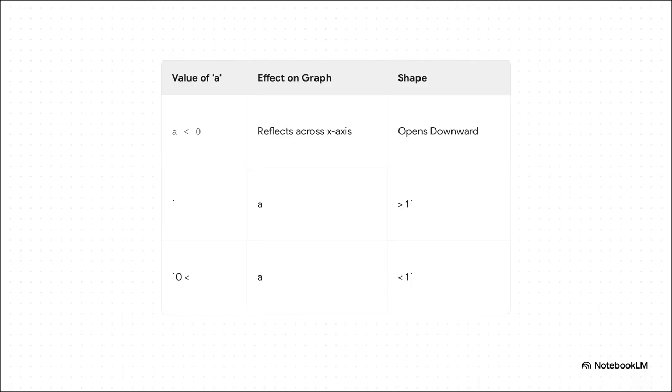A has 3 jobs. Job 1, if A is negative, bam, it flips the whole graph upside down. Job 2, if the size of A is bigger than 1, like 2 or 5 or 10, it gives the graph a vertical stretch, making the V much narrower. Job 3, if A is a little fraction between 0 and 1, like a half, it squishes or compresses the graph, making it much wider.